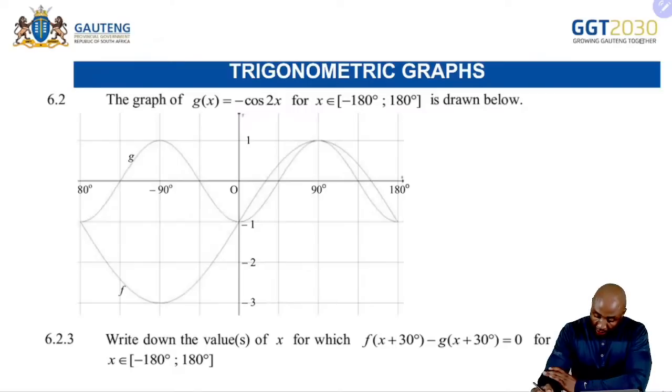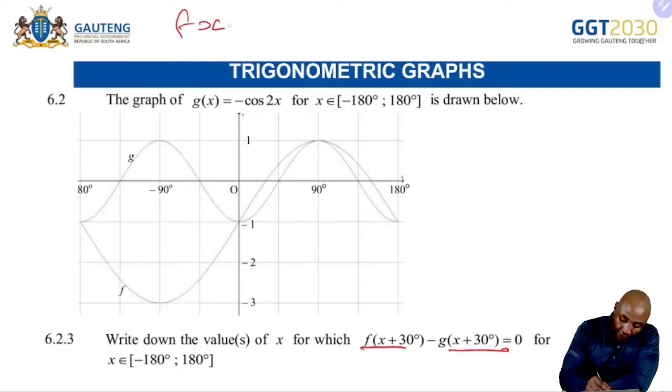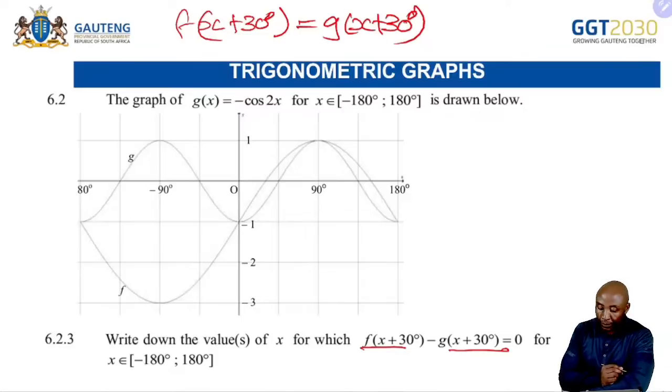Write down the values of x for which f of x plus 30 degrees minus g of x plus 30 degrees is equal to 0. Now, if you look at this, this is talking about the shifts. So all you need to do there is to interpret the question correctly. You are saying you want to find the region where f of x plus 30 degrees is equal to g of x plus 30 degrees. You are going to use the original graph.